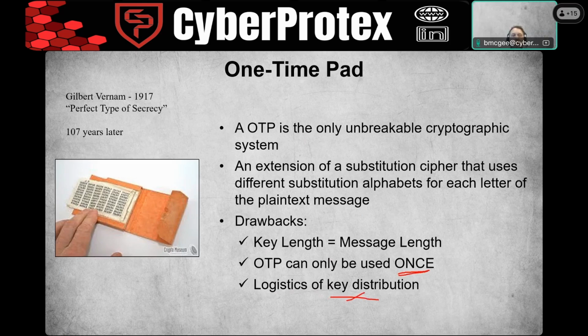So just by a show of hands here, how many of you have today already used OTP? If you haven't used one-time passwords today, it's likely that you're going to use it when you go home and play your video games tonight, or log into your Google account or whatever. And the idea is that it's only good once, and it gives us what Gilbert Vernam called the perfect type of secrecy, unbreakable cryptographic system.